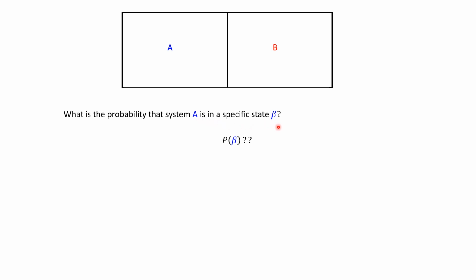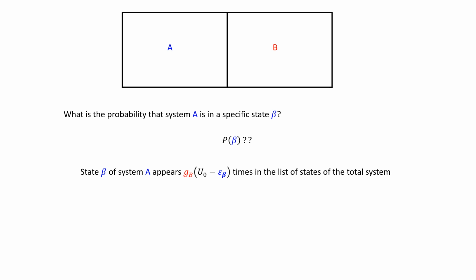So we're going to suppose that there is a state that we're going to call beta of system A, and we want to know what is the probability that if the two systems are in equilibrium, we're going to find the total system in a state in which system A is in a state beta.